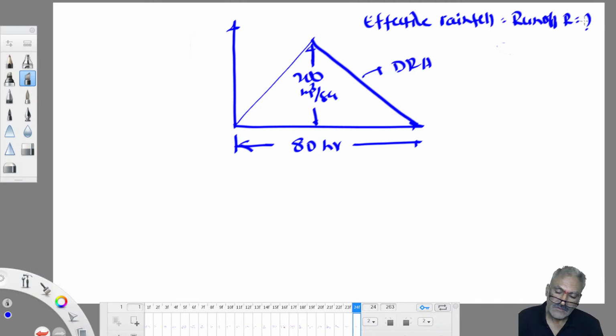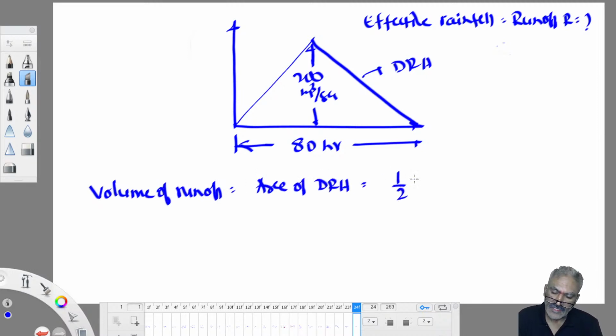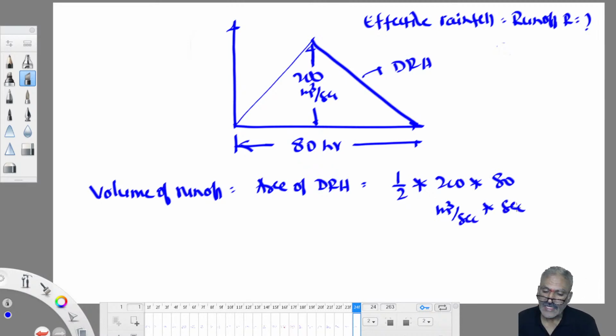And what we need to do? For triangular shaped hydrographs, we will work out the volume of runoff. Volume of runoff is equal to the area of the direct runoff hydrograph. It's equal to, triangular no, half into B into H. So this is in meter cube per second. The base also you convert into seconds, so they cancel out. But it is given in hours. To convert hours into seconds, we multiply with 60 into 60. So second gets cancelled, and we are left with the answer in meter cube. That is the volume of runoff.